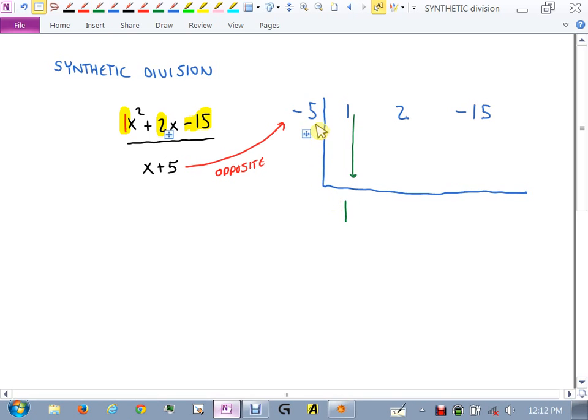Then I'm going to take my negative 5. I'm going to multiply it times this. Multiply, not add. Multiply these together and put that answer under the 2. So it's kind of like I'm doing that times that, and that's going to go right up there. So what is that? Negative 5?